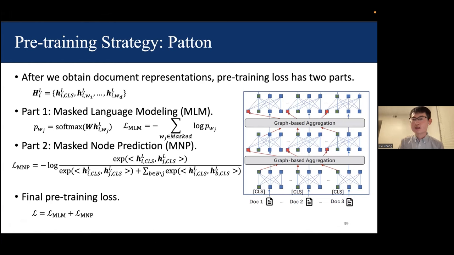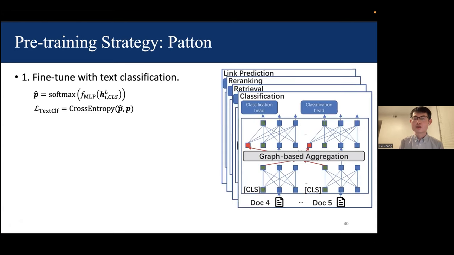Now we finish pre-training. Let's look at how we do fine-tuning. Suppose we use text classification as the downstream task for fine-tuning the model. Each document here has a CLS embedding. CLS represents the embedding of the whole document, and it should capture both graph structure and text data. We first input this CLS embedding to a multilayer neural network. And then we use softmax to normalize the probabilities, and we can obtain the class probability. Then we compare the predicted class probability with the ground truth class probability P here, and we use cross entropy as the loss function.